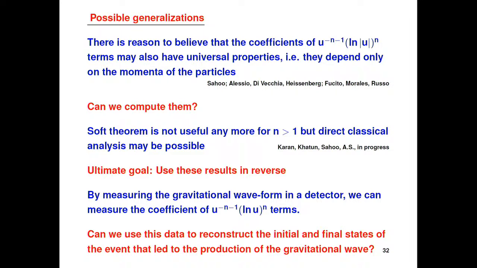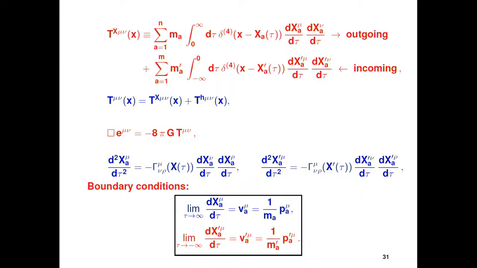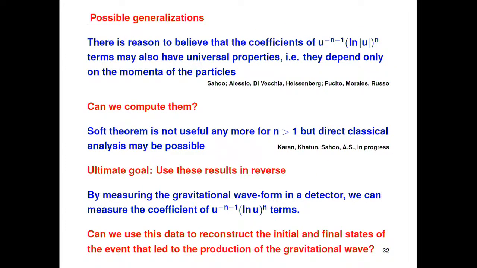Now you may ask, what is the ultimate goal? Okay, one of the goals will be to use these results in reverse, because you see if we knew the coefficient of all of these terms, this is an infinite set of data, involving external incoming and outgoing momentum. And the idea is that by measuring the gravitational waveform in a detector, we can measure the coefficient of these terms, and then because these coefficients are known functions of the incoming and outgoing momentum, knowing these coefficients we can try to reconstruct the initial and final states of the event that led to the production of the gravitational wave, because we do not know what is happening, we are only seeing the gravitational wave coming in, okay.